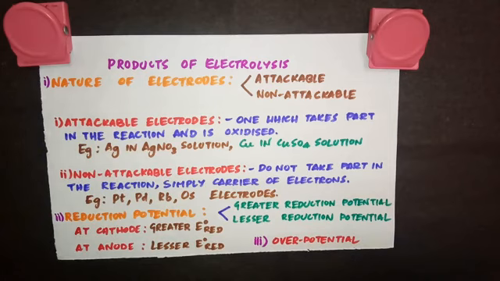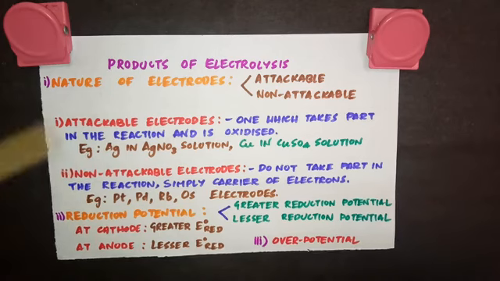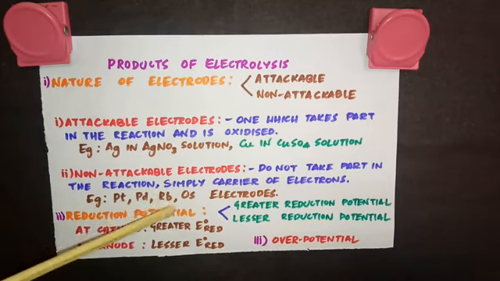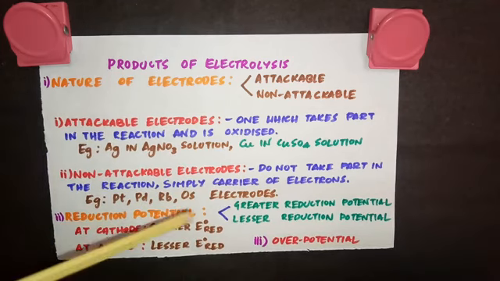So when you're using attackable electrodes, we have to consider the oxidation reaction of these electrodes also to predict the product. The second type is non-attackable electrodes. These non-attackable electrodes are simply the carrier of electrons and they do not take part in the reaction. They simply carry the electrons. When you use these electrodes, electrons are released at the anode and are accepted at the cathode. For example, platinum, palladium, rubidium, osmium, if you use these as electrodes, then they do not take part in the reaction.